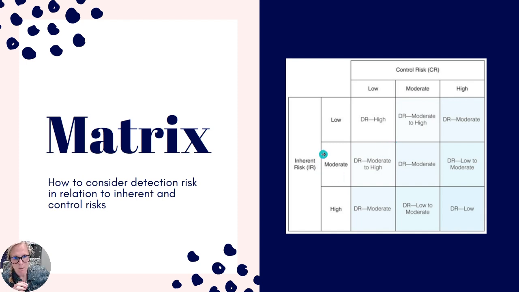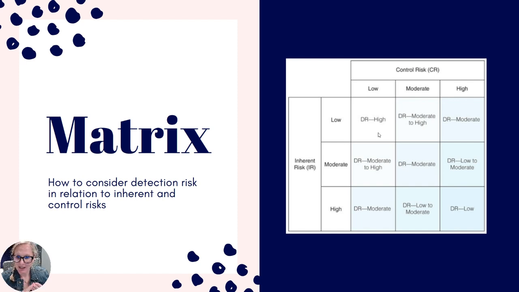So for example, if our inherent risk was low and our control risk was low, meaning we have a low risk client, that means our DR, or our detection risk, can be high. So a low risk client, low risk of material misstatement, tells us that this client doesn't have a lot of risk of material misstatement, so we can have a high level of detection risk. Remember, detection risk is the risk that we might miss something.